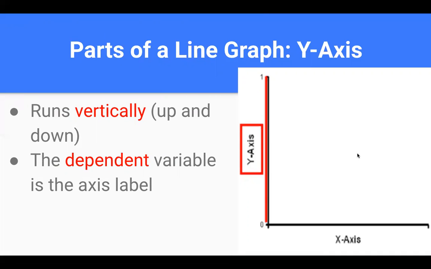So if you remember during our Alka-Seltzer lab, our independent variable, what we were choosing to change, was the temperature of the water. But our dependent variable, what we were measuring, was how quickly the Alka-Seltzer reacted, or the reaction speed. Therefore, if we were doing a graph of that experiment, then our y-axis title would be reaction speed.